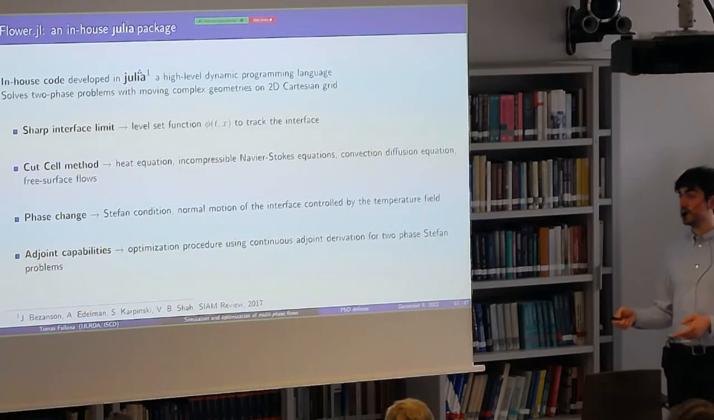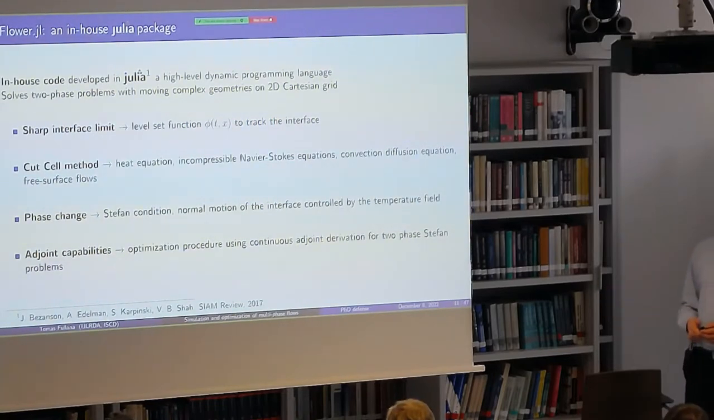It has, as we said, a sharp interface limit representation for the interface, with the level set function. We have the cut cell method to solve the heat equations. We can also solve convection diffusion equation. We can also now solve incompressible Navier-Stokes equations, and we are working on free surface flows. We have phase change capabilities with the Stefan condition, and we also have adjoints, and this will be the following section.